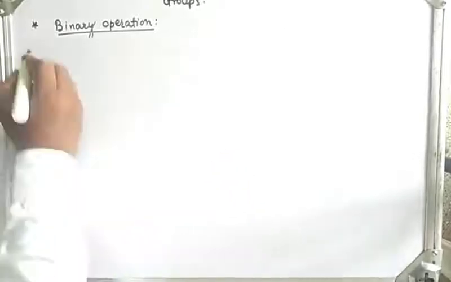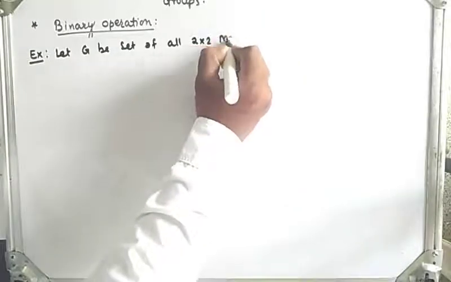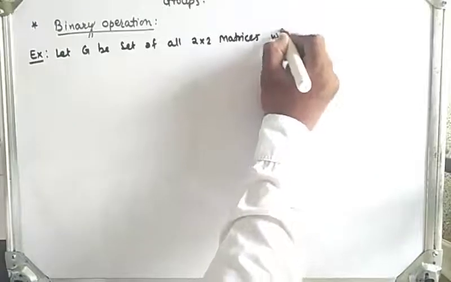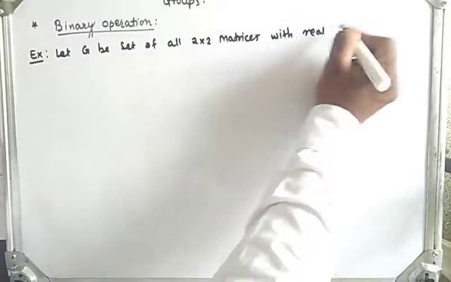Let's see another example in matrix form. Let G be the set of all 2 by 2 matrices with real entries.